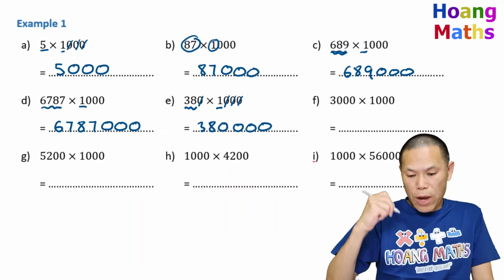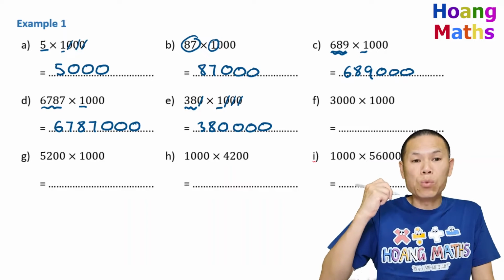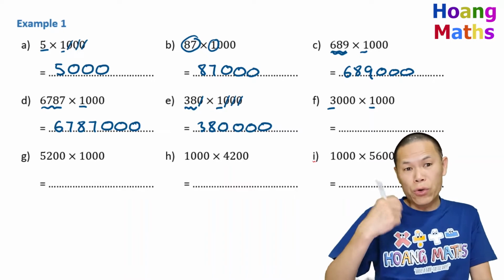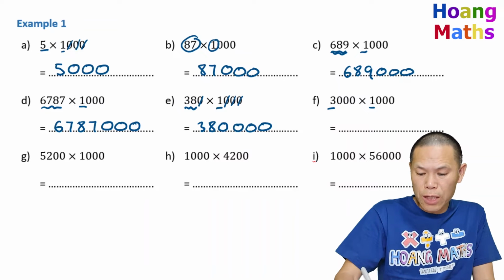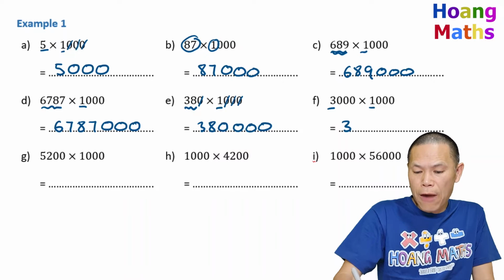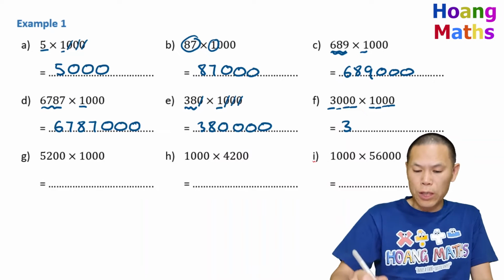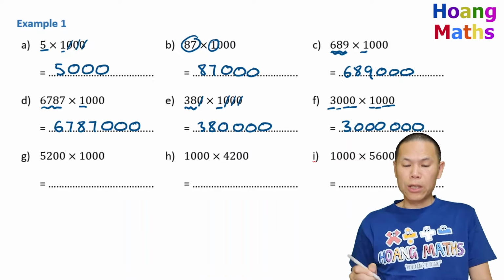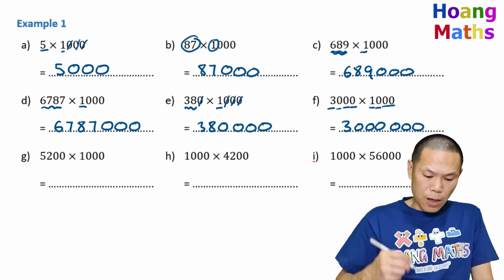Part F. So we have 3,000 times 1,000. So 3 times 1 is 3. Let me just write this down. And we have 1, 2, 3, 4, 5, 6 zeros. So we just need to write this down, 1, 2, 3 and 1, 2, 3. So 3 million.